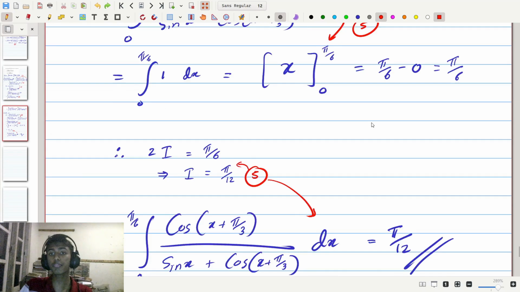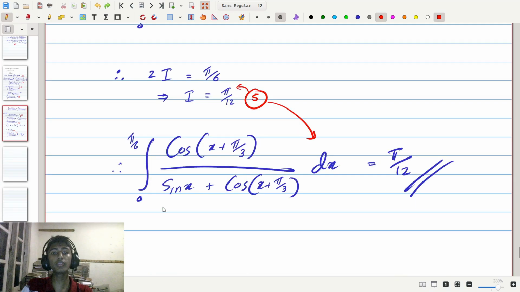Then finally, when you then rearrange to get that the integral I must be equal to pi by 12, and therefore the integral from 0 to pi by 6 of cosine of x plus pi by 3 divided by sine of x plus cosine of x plus pi by 3 with respect to x is equal to pi by 12, you get a final 5 marks.